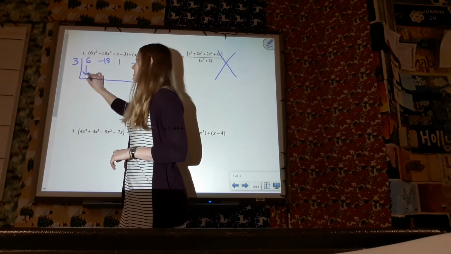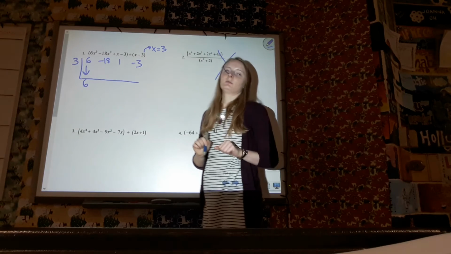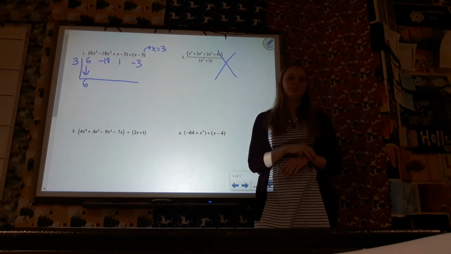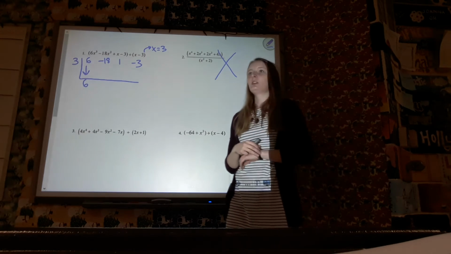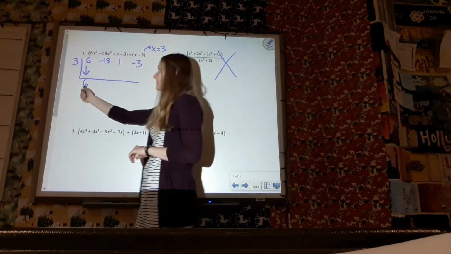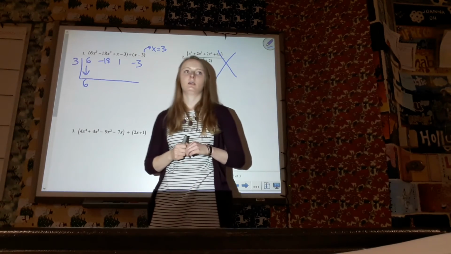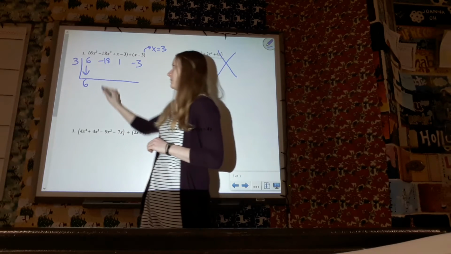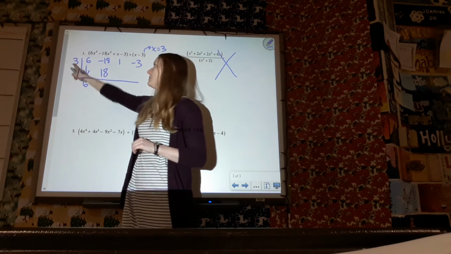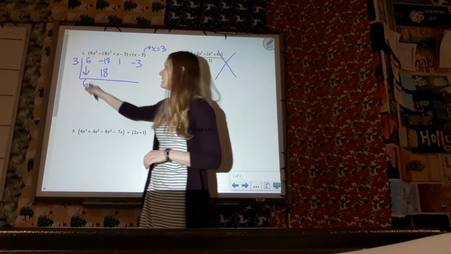Now we're ready to start. So you're going to draw an arrow and drop the first number underneath the line. Then the first operation is multiplication. So what is 6 times 3? 18. Multiply diagonally. Anytime you touch the divisor is multiplication. So 6 times 3 is 18.